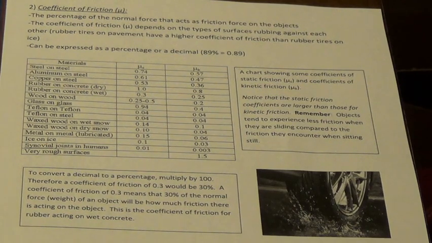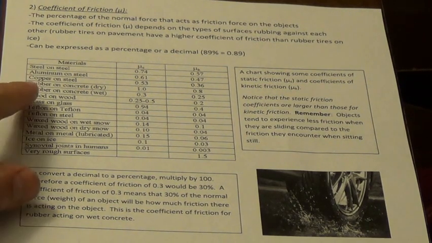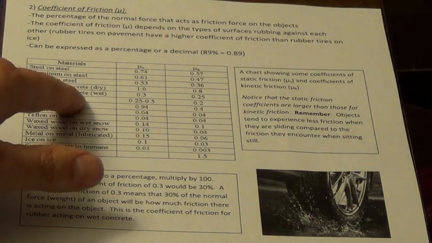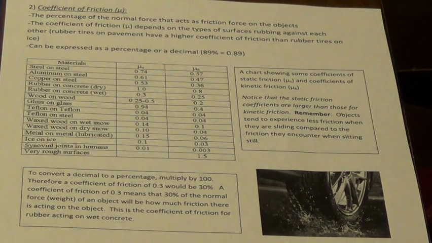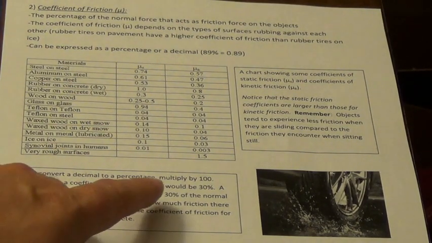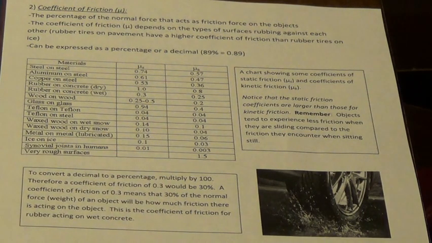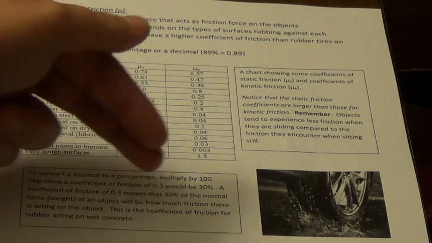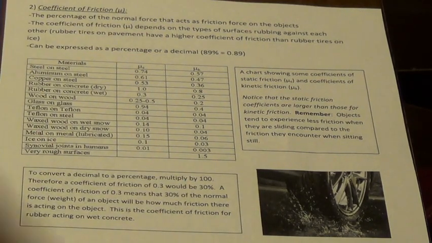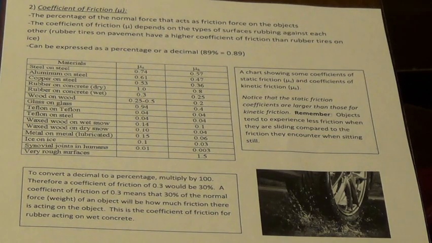And so in this example, if you have rubber tires on wet concrete and they have a coefficient of friction of 0.3, 30%, that means that about 30% of the normal force, the weight of that car, is going to be experienced as friction. So if you want to be able to move forward, the car can only put about 30% of its weight to push back on the road so the road can push it forward before things start sliding and you start skidding.